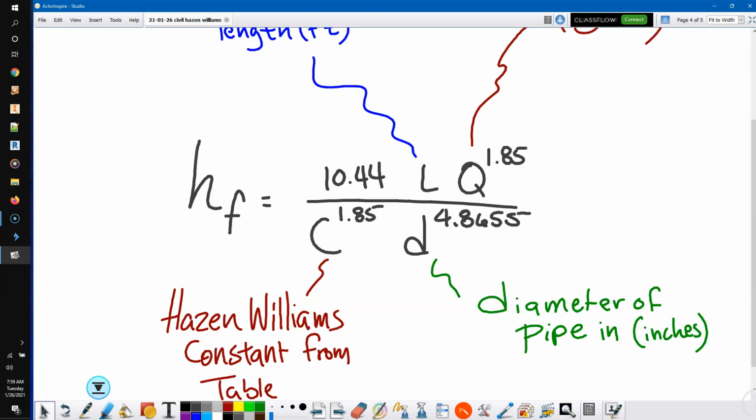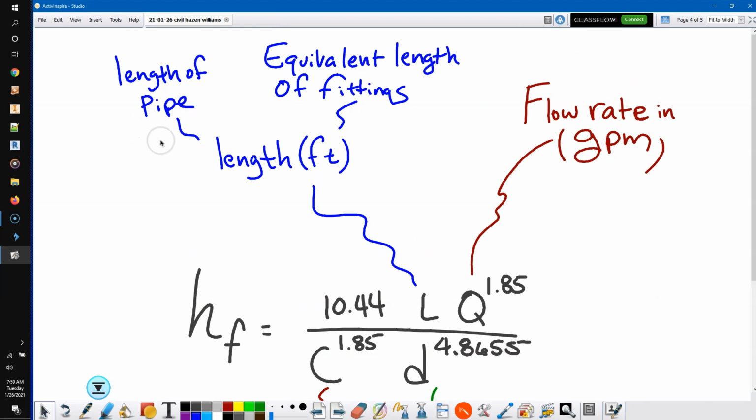Let's look at what all these numbers mean. This is the formula we're looking at right here. When we talk about length, we're talking about the equivalent length of pipe in your system. This formula only works for straight line pipe, so we obviously have to know how many feet of pipe we have. This is usually given to you in miles, and you have to convert it to feet.